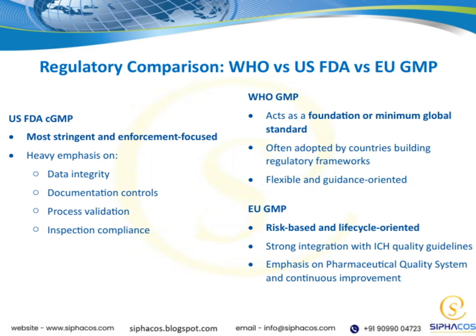When comparing these standards, it's clear that each has its unique strengths. WHO GMP provides a flexible foundation. EU GMP emphasizes risk management and continuous quality improvement, and US FDA CGMP enforces strict compliance to ensure the highest level of pharmaceutical quality. Understanding these differences is essential as we navigate global compliance requirements and aim to meet the highest standards for quality and safety.